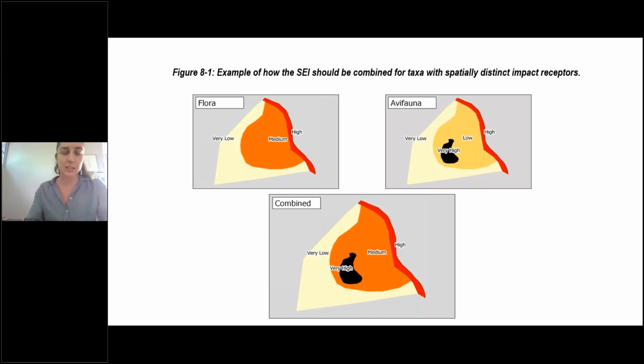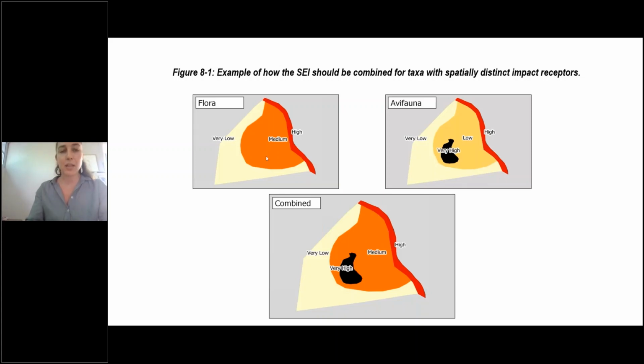So in this example that you're seeing on the screen at the moment, for one particular development footprint, you could see here the different categories coming out for the site ecological importance, and that would be different for the different taxonomic groups. So this is for flora and this is for birds. And then the EAP has the responsibility of combining those together, and you take the highest for any one group and make sure that comes out in the combined.